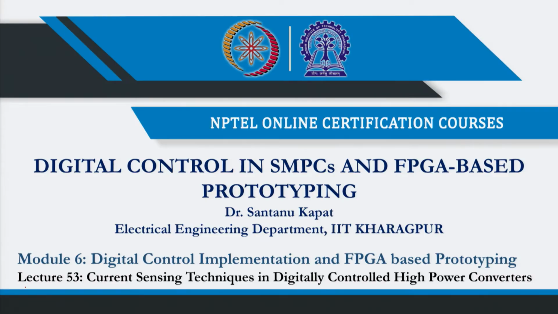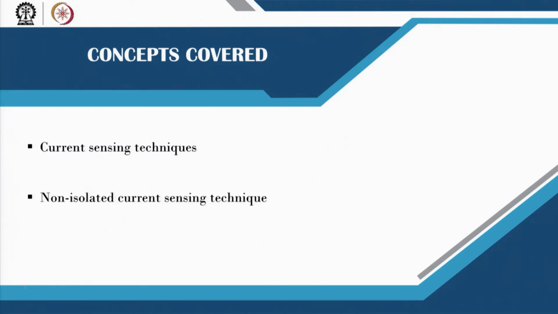In this lecture we are going to talk about current sensing techniques in digitally controlled high power converters. This is the continuation of the previous lecture. Here we want to touch upon the current sensing techniques, the non-isolated current sensing technique and the isolated current sensing technique, and these are primarily used for high power converters.